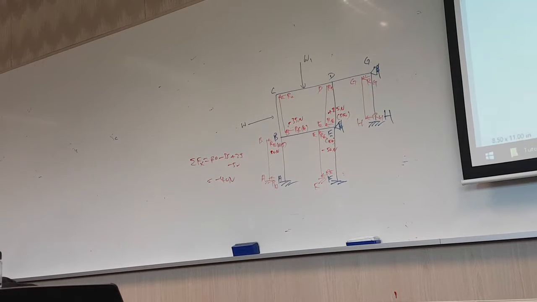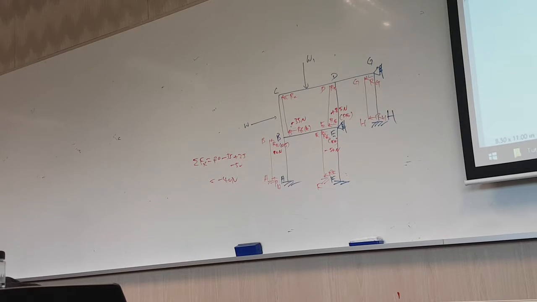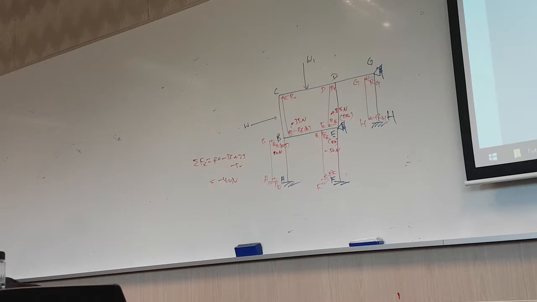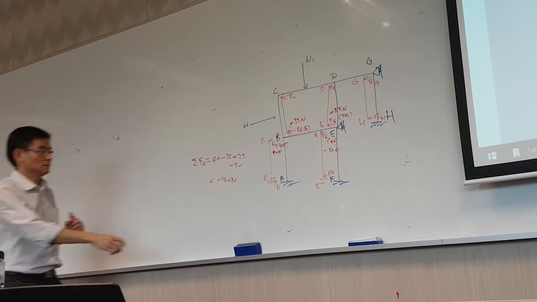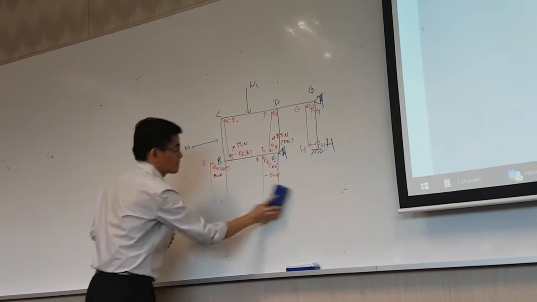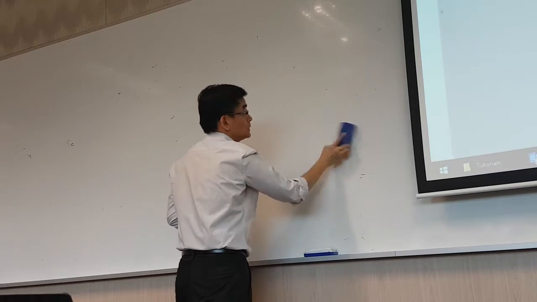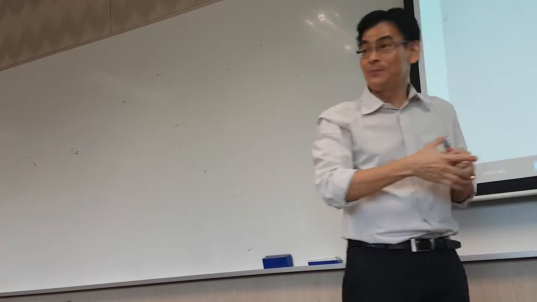Alright, so what we're going to do now is to look into question 3b. Let's come into this solution here. Alright, do you understand the working? How do you determine RA and RB?